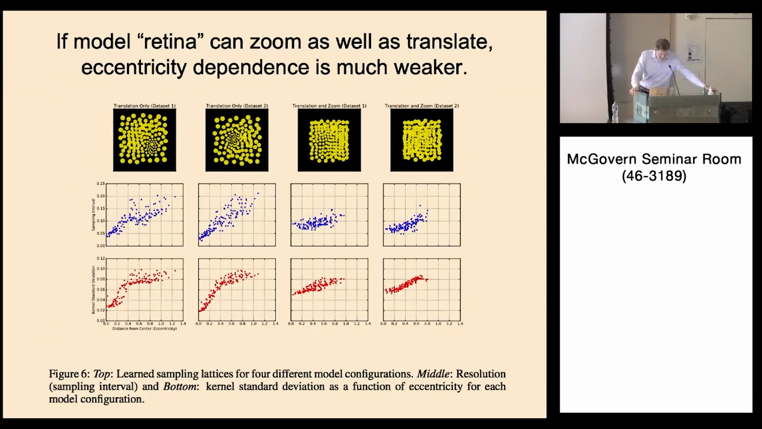They quantified this by plotting the receptive field size as a function of eccentricity. In cases where the model could translate its retina, these are two solutions that it found, and you see this eccentricity dependence, whereas in the alternative problem constraint of being able to zoom in addition to translate, the solution that it found was different. There was much less of a fovea, and you see much less of this eccentricity dependence.